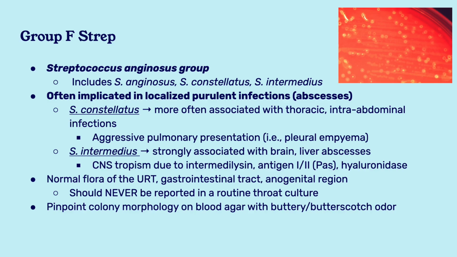Strep intermedius has this CNS tropism due to the presence of intermedilysin and antigen I/II, as well as hyaluronidase. Group F strep are normal flora of the upper respiratory tract, gastrointestinal tract, and the anogenital region, and they should never be reported in a routine throat culture. Group F strep exhibit a pinpoint colony morphology on blood agar, and they have a buttery butterscotch odor to them.